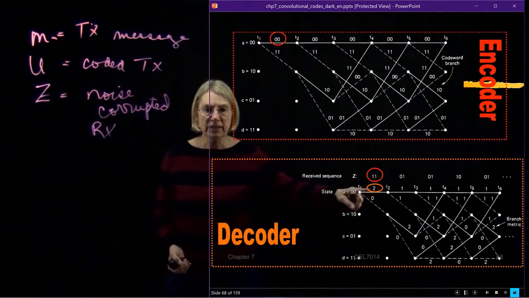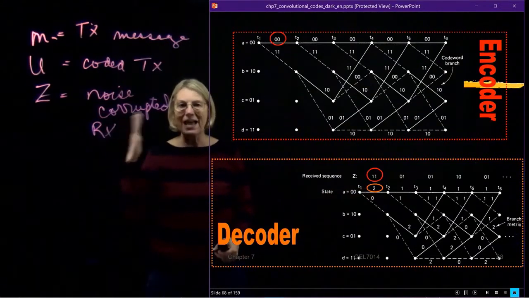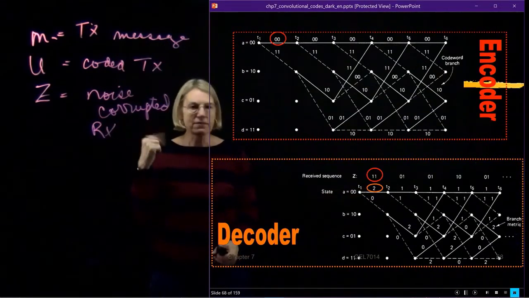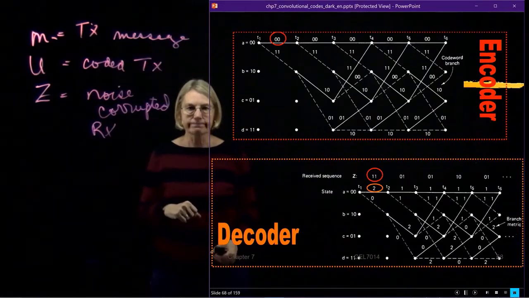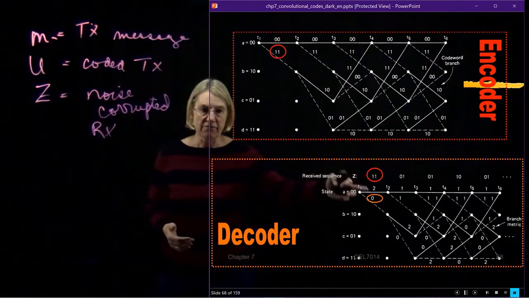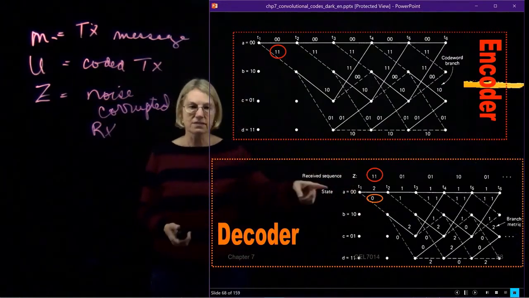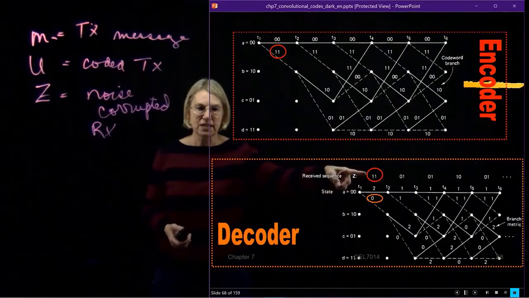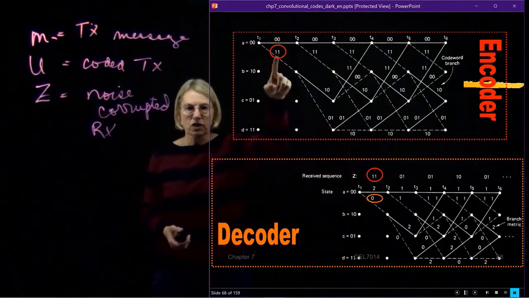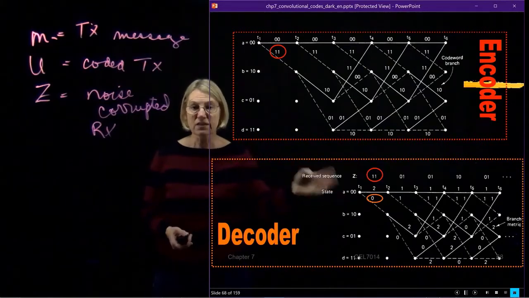Because if there really was a transmission that led to a transition from A to A, that meant that there were 2 errors during that transmission. Now I look at the other possibility. When I go from A, I could have gone to B, and I look in B and I say, well, the distance between what was received and the code that would have happened on this transition is 0. So there would be 0.